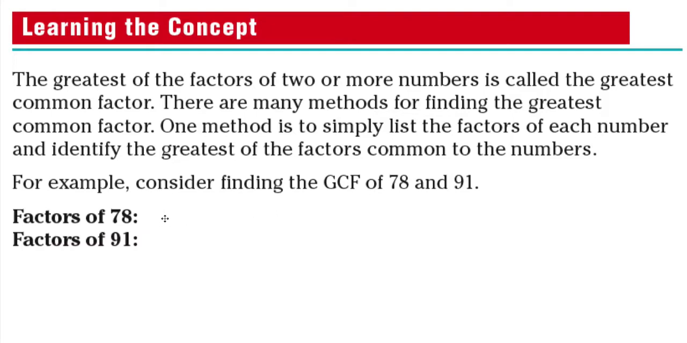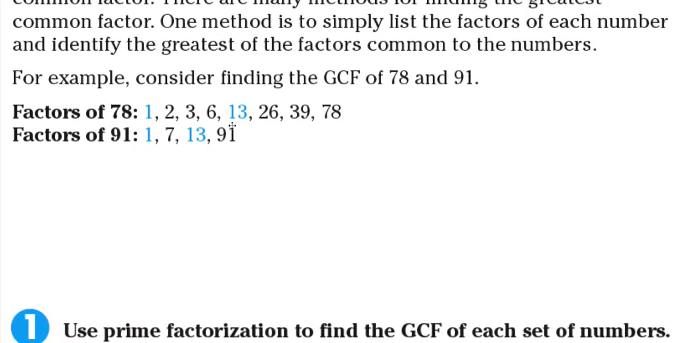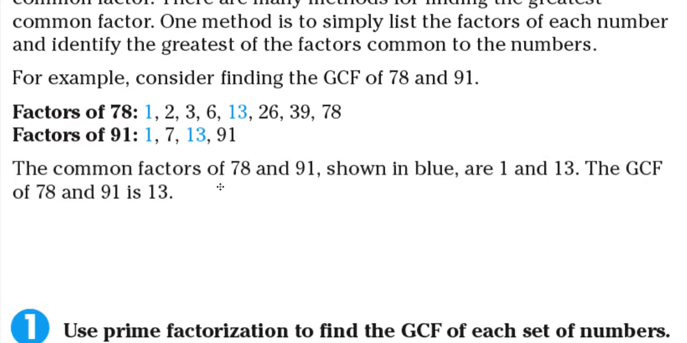We want to find the GCF of those two numbers. We list the factors of 78, and these are the factors of 78: 1 times 78, 2 times 39, 3 times 26, and 6 times 13. Those are all the factors of 78. And the factors of 91 are 1 times 91, 7 times 13. Those are all the factors of 91. If you notice, 1 and 13 are in blue, meaning they are the common factors of 78 and 91. But the greatest common factor of 78 and 91 is 13. So 13 becomes the GCF of 78 and 91.